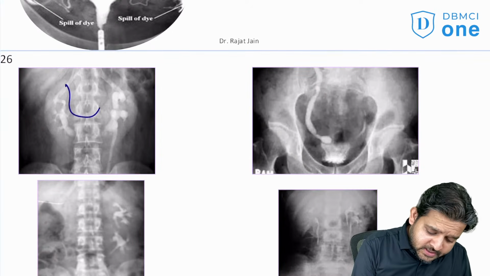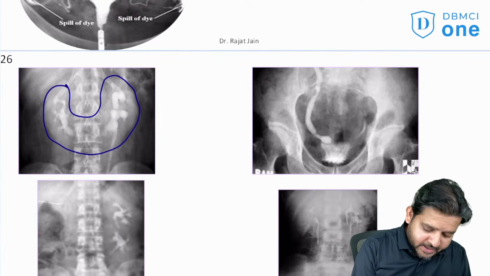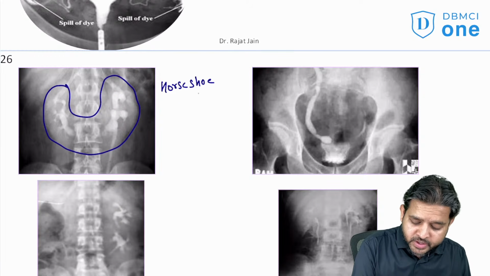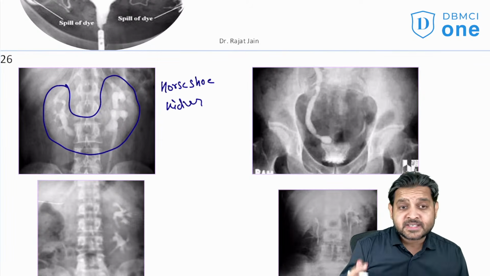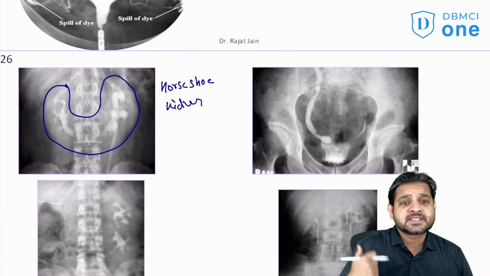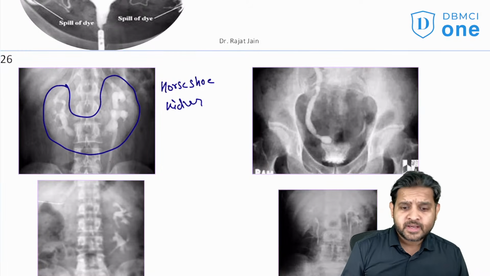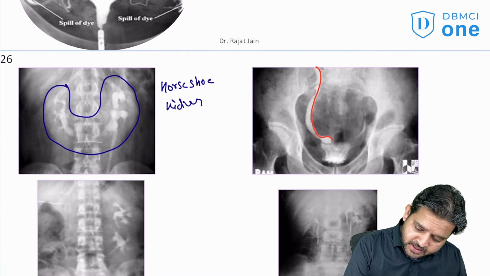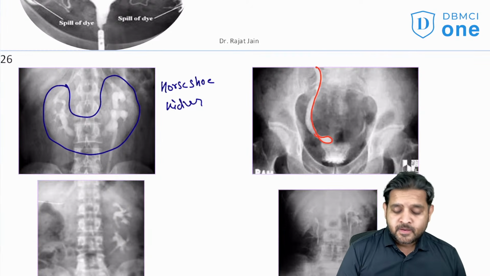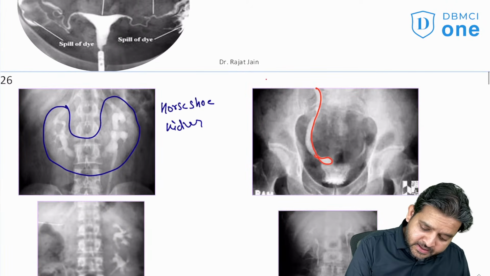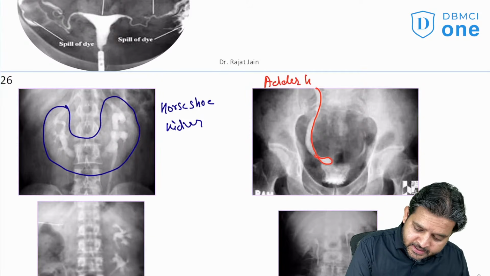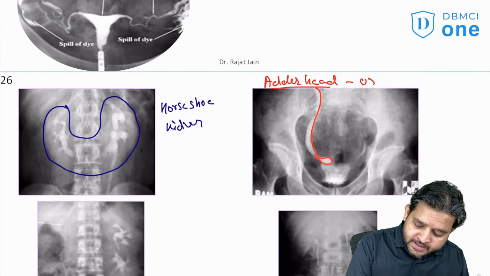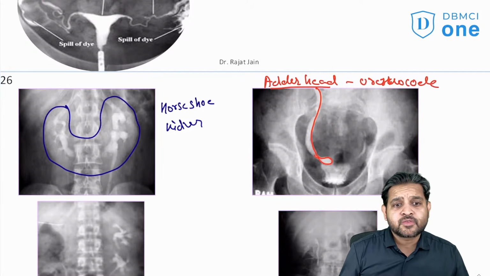When the two kidneys appear to join in the midline, what is this called as? Horseshoe kidney. It is to be noted that you may get an X-ray of the horseshoe kidney on IVP, or you may get a CT scan of a horseshoe kidney in the exam. On the other hand, this is the ureter and the terminal end of the ureter appears to be dilated. When the terminal end of the ureter appears to be dilated, this is called as adder head appearance. And adder head appearance is a feature of ureterocele.